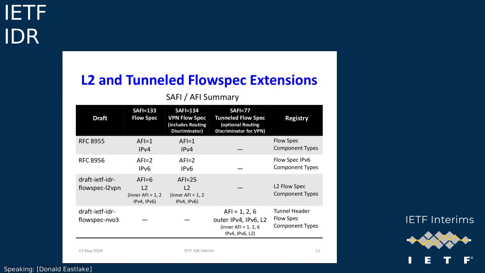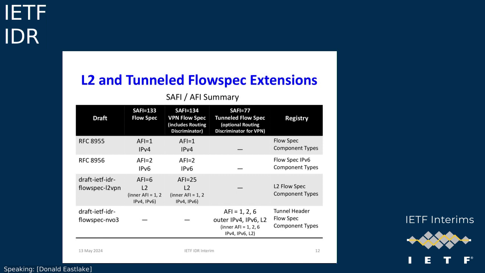Here's the summary chart. This is a little full of smaller print here. This shows the different documents down the left. Actually, the first two are RFCs, not drafts. And then for various SAFIs across the top, what you can specify there for the various AFI-SAFI combinations. And down the right are the components that are defined by that draft.